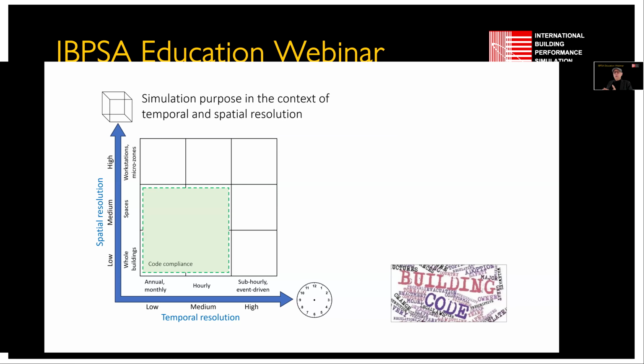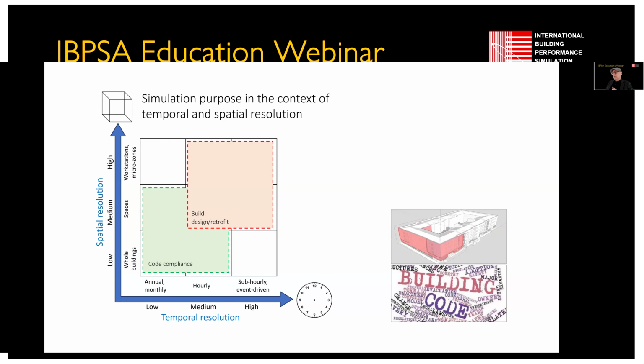If you had building code compliance, we probably would be totally sufficient with an annual simulation at the level of the whole building. Maybe we could give ourselves a little more leverage and do hourly simulation for specific rooms, but that would be all that would be necessary. But if you want to go into building design, retrofit, optimization, those types of fine adjustments, then you probably would be better off opting for at least hourly simulation, at least at the space level, but maybe even somewhat more detail.